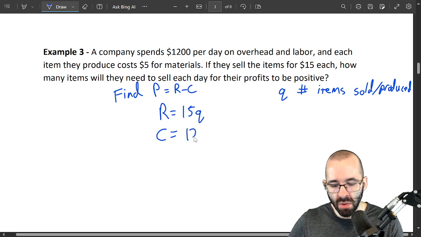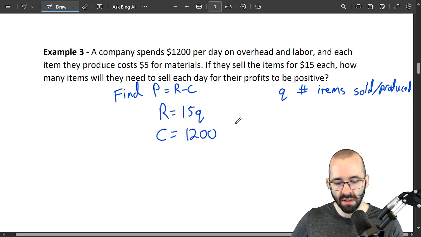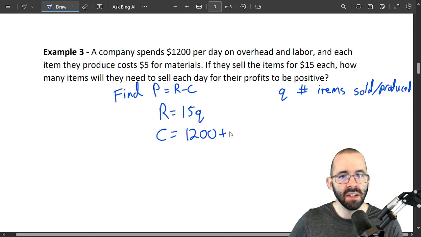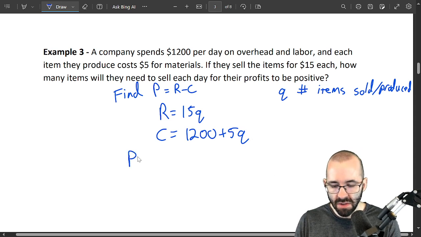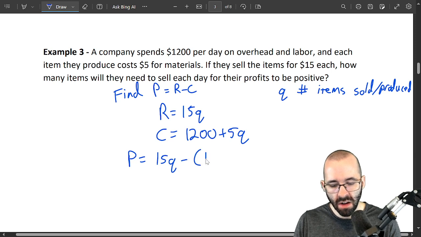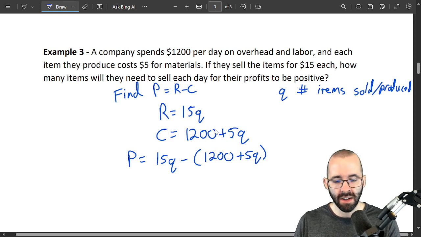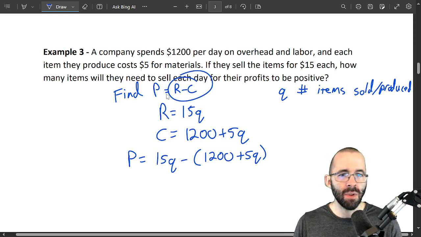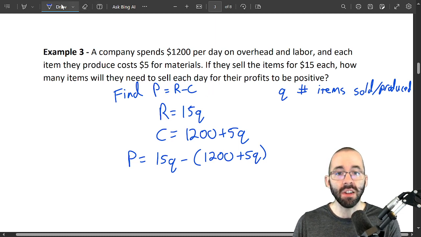What's our cost function? Well, we always have those fixed costs of $1,200 every day. And each item is going to give us an additional cost, that variable cost. It's going to be $5 for every item. So we can use those to find our profit. Our revenue minus the cost. And again, make sure we're subtracting the entire cost function. Right? The formula is not revenue minus part of the cost. The formula is revenue minus all of the cost.